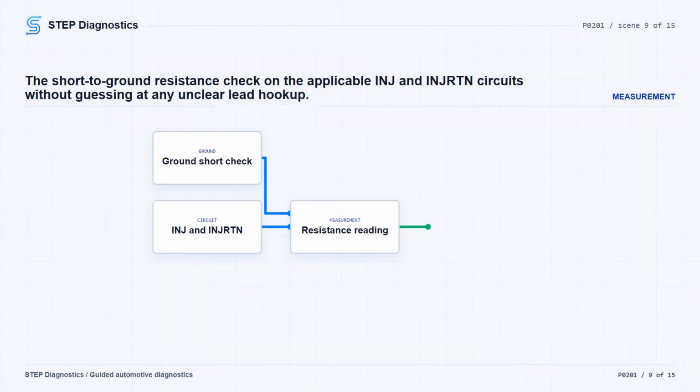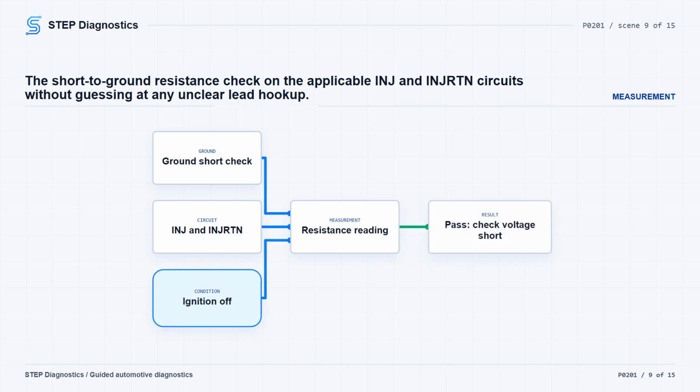With the ignition off, check the applicable INJ and injectant circuits for a short to ground. The expected result is greater than 10,000 ohms. Use the complete lead hookup for the specific connector pin being tested. If the lead path is not clear, pause and recheck the earlier diagnostic path instead of guessing. If the circuit is greater than 10,000 ohms, continue to the short to voltage check. If it is not, repair the short circuit, clear the PCM codes, and repeat the self-test.